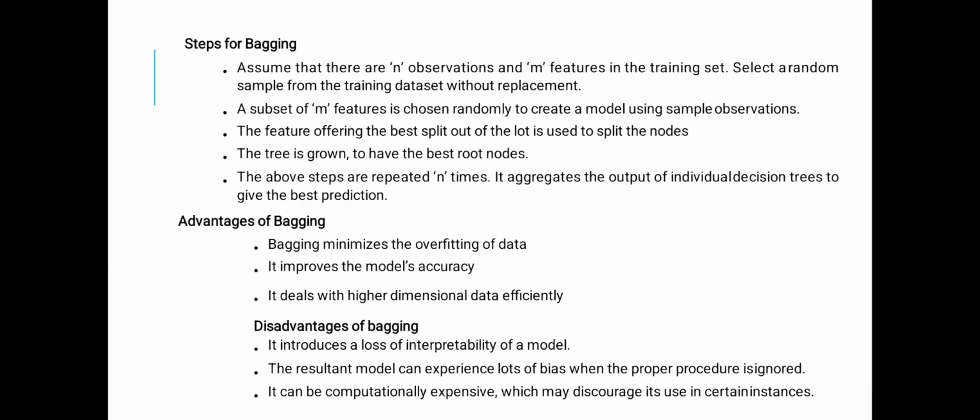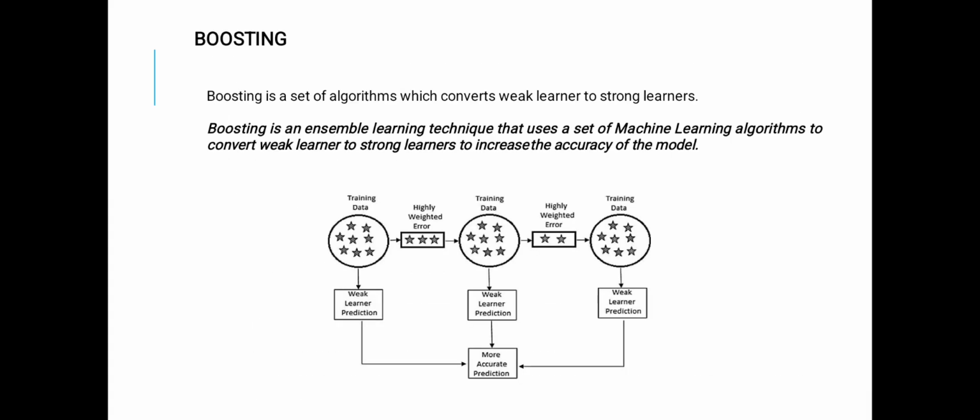The advantages of bagging are: it minimizes overfitting of the data, it improves model accuracy, and it deals with higher dimensional data efficiently. The disadvantages of bagging are: it introduces a loss of interpretability of a model. The resultant model can experience lots of bias when the proper procedure is ignored. It can be computationally expensive, which may discourage its use in certain instances.